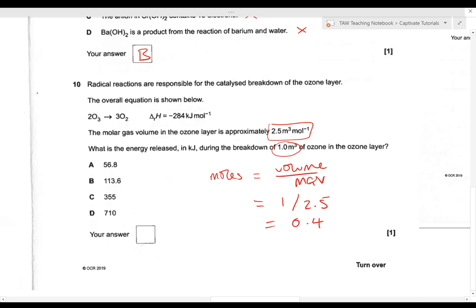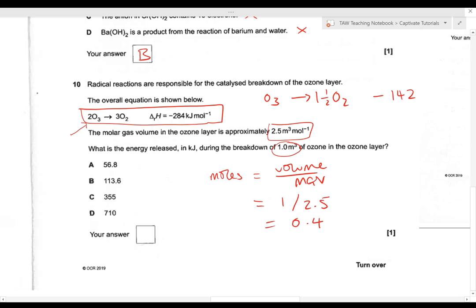Now we need to have a close look at this enthalpy change for this reaction. This is actually the enthalpy change when 2 moles of ozone break down into oxygen. So if that were to be 1 mole, i.e. this reaction, then the enthalpy change would be half as much, so minus 142.